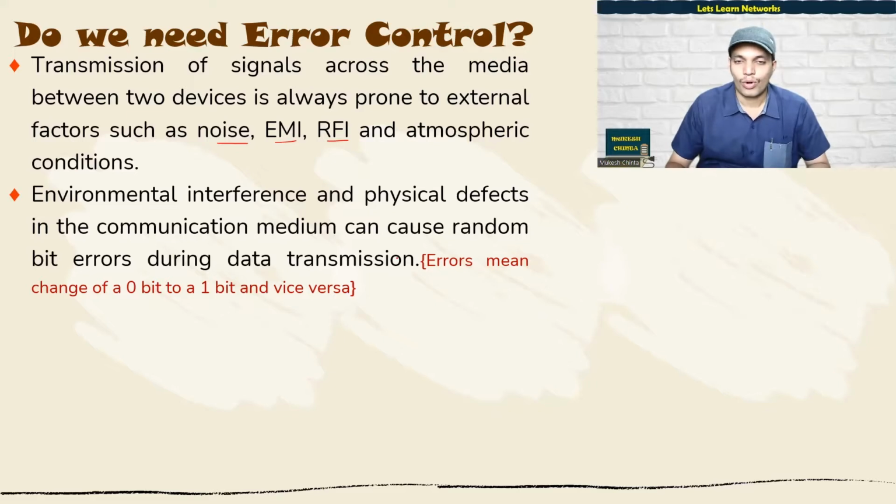This environmental interference and even physical defects in the communication medium can cause random bit errors during data transmission. What do you mean by an error? If many factors might influence your transmission and errors might be induced, what is an error? Error is nothing but this: if you're transmitting a bit as 0 and because of any one of these reasons that 0 reaches your destination as 1, that means it changes during transmission, we call it an error.